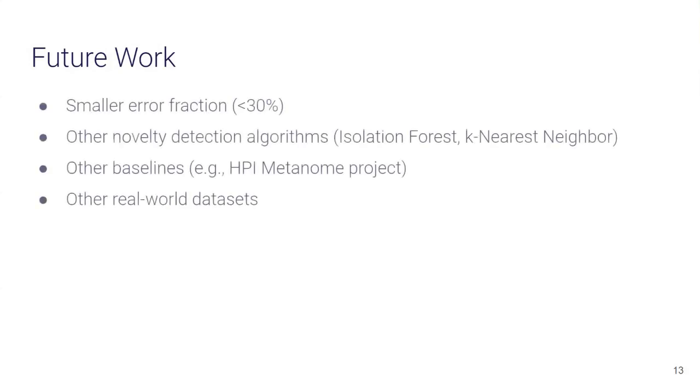As for future work, we consider the following directions. First, we are trying out a smaller error fraction. As of now, we were considering a fixed fraction of errors equal to 30%, and we don't know yet how well our prototype performs when the fraction of errors is smaller. Then we're trying other novelty detection algorithms such as isolation forest or k-nearest neighbor to see whether there are more attractive candidates for our solution. We also need to consider other baselines. One of the examples is the HPI Metanome project, a data profiling platform. And we're still looking for other real-world datasets, especially the ones that have ground truths with respect to the data quality.